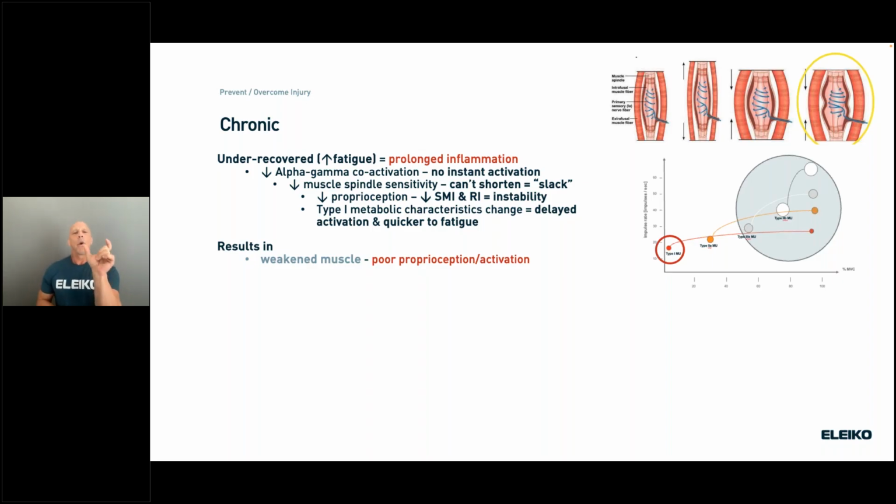It's resulted in weakened muscle tissue. We no longer have proper proprioception and muscle spindle activity. The muscle is in a weakened state. It cannot respond properly. It does not have the ability to activate on time when it needs to.